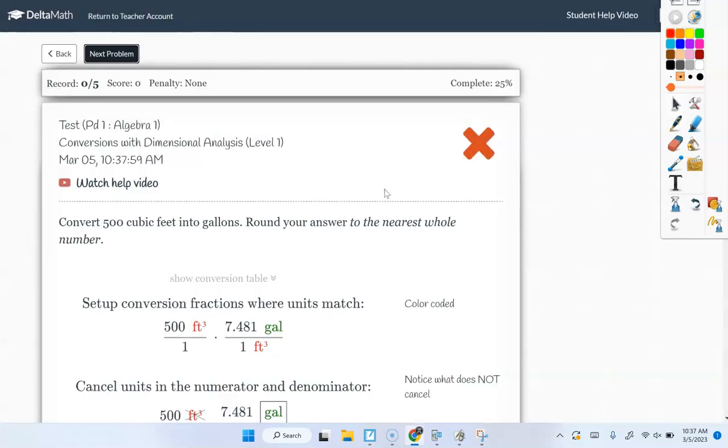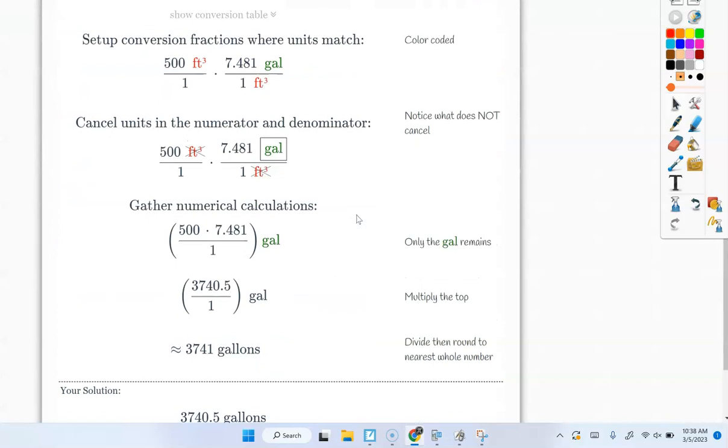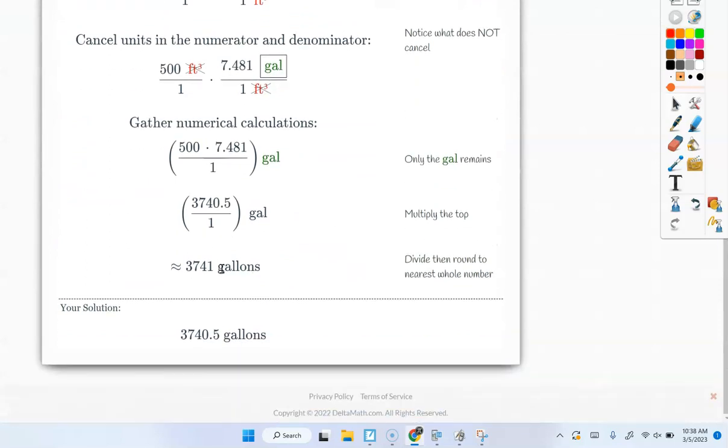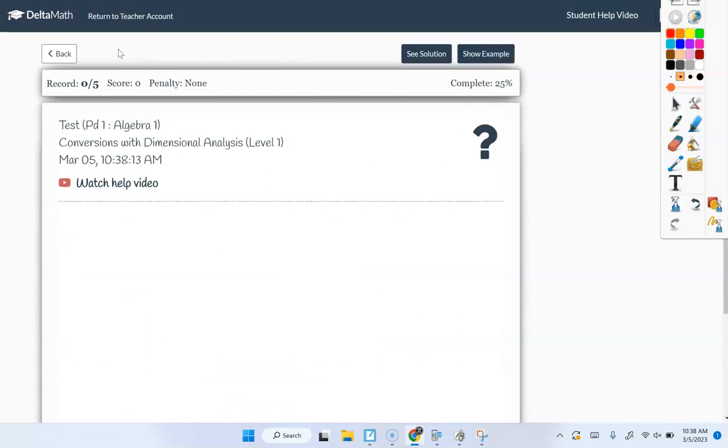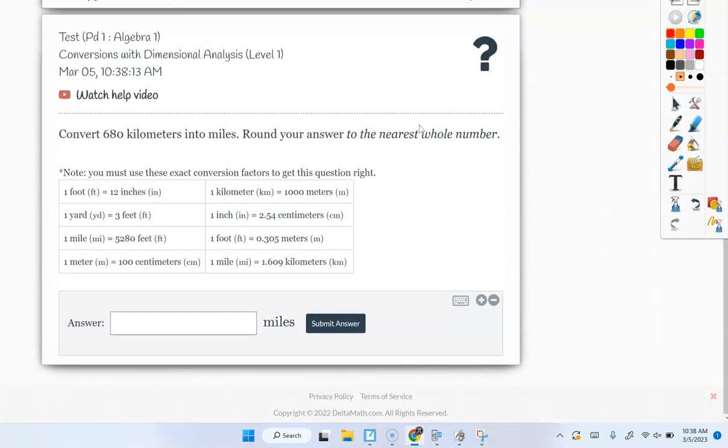Submit that here. Oh, what did I do wrong? Oh, round to the nearest whole number, Mrs. Henderson. Reading is fundamental. All right, let's try it again. This time, hopefully I read correctly.